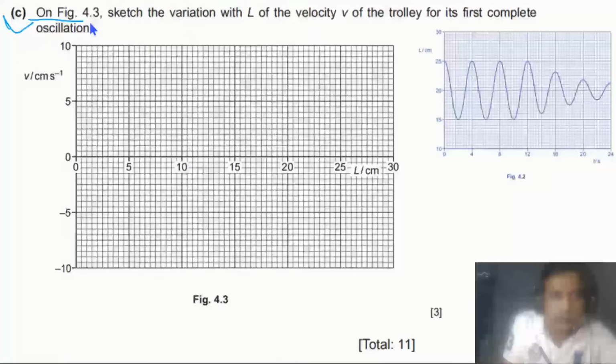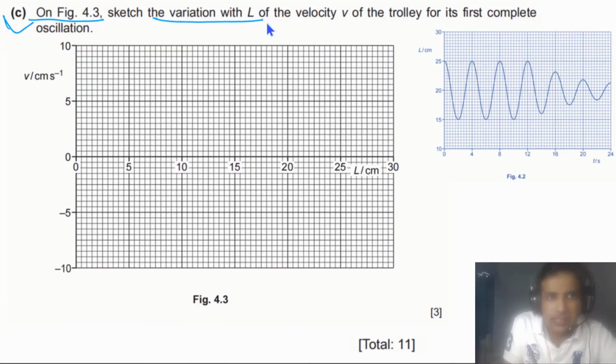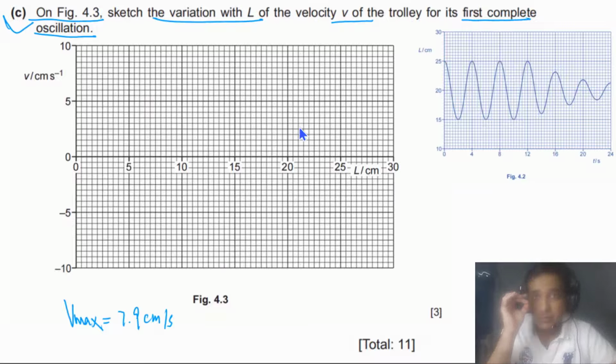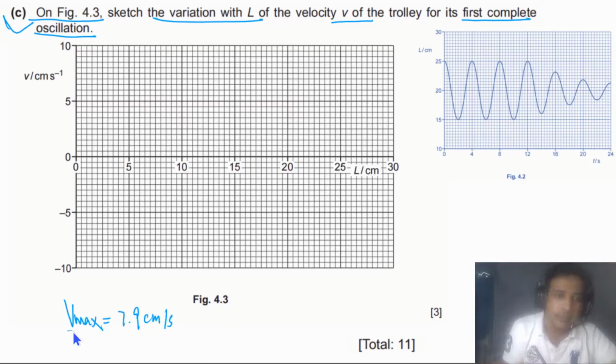Part C says on figure 4.3, sketch the variation with L of the velocity v of the trolley for its first complete oscillation. Before we answer this question, we need to understand that Vmax of the trolley is given as 7.9 centimeters per second. This was calculated in the previous part, because today our main goal is the graph, so we haven't done that part.